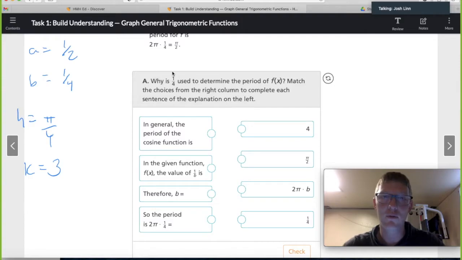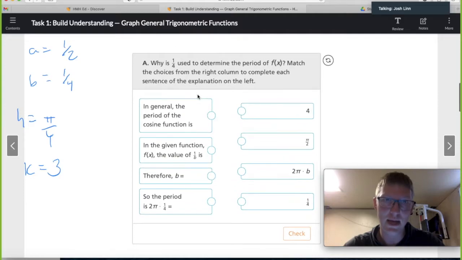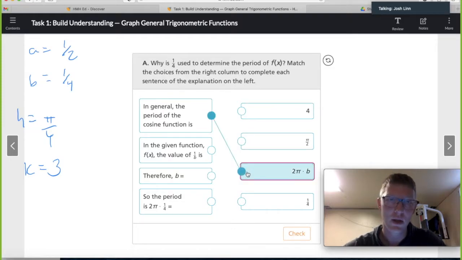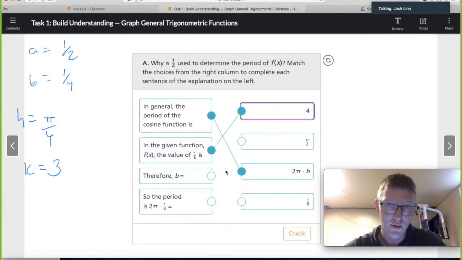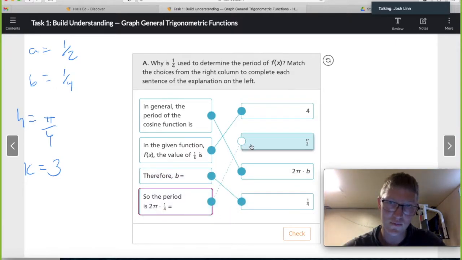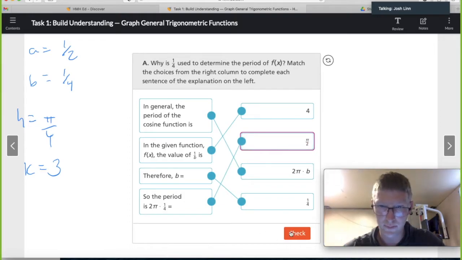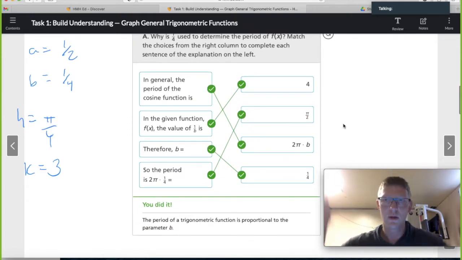Why is 1/4 used to determine the period of f of x? Match the choices. In general, the period of the cosine function is 2 pi times b. In the given function, the value of 1/b is 4. This is things we've already done. Therefore, b equals 1/4. So the period is 2 pi times 1/4, which equals pi/2. Yay.